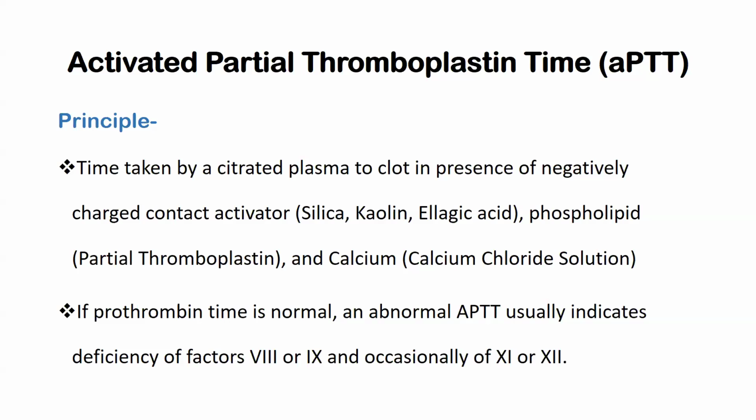If prothrombin time is normal in our hemophilia patients, an abnormal APTT usually indicates deficiency in factor 8, 9, and occasionally maybe 12 and 11. Next.